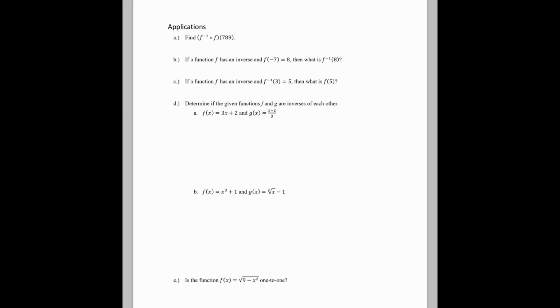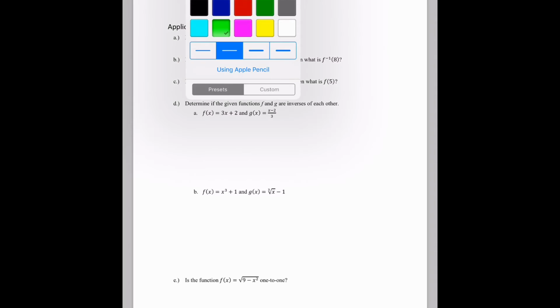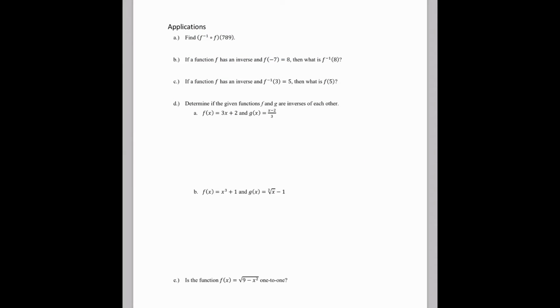So some applications of this is essentially they undo each other, since f inverse of f is just identity. What this means is that this is just going to equal 789. Okay? So it's just going to give you back what you put in. They undo each other, which is what inverses do to each other. So one of them might square it, and the other is going to square root it, and you get back what you put in.